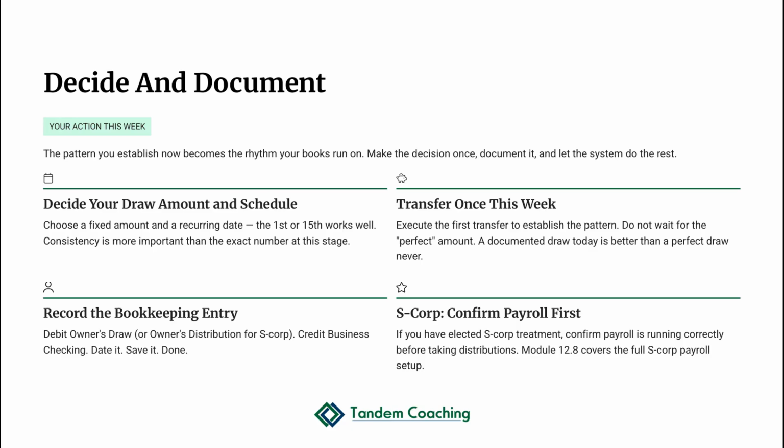If you're an S-Corp, confirm that payroll is running correctly before this video is fully useful. Module 12.8 covers the S-Corp payroll setup, and the distribution flow only works on top of a payroll system that's already producing accurate W-2 wages. Mark the recurring draw or distribution in your calendar. Anchor it to a date that's easy to remember. The first of the month is common.